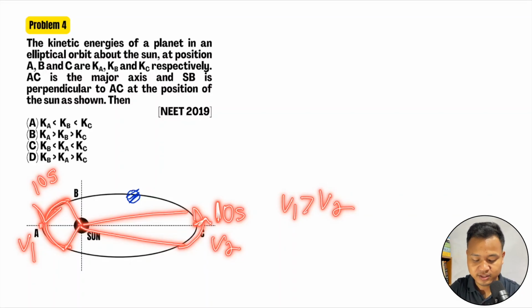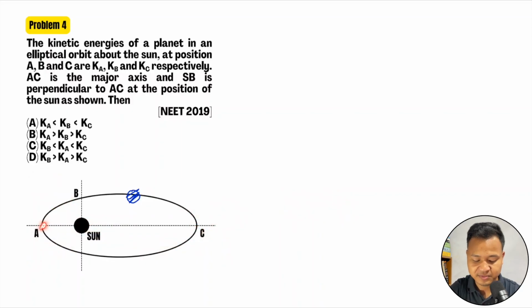The speed will be maximum somewhere here and minimum somewhere here. Maximum at A, minimum at C. If you think about it logically, and try to imagine the motion of the particle here, the speed is the maximum. The speed is v1. Then the speed decreases, so it becomes minimum here.